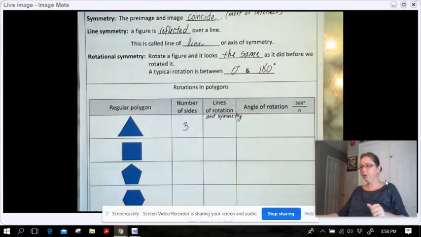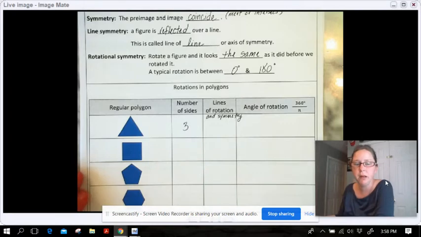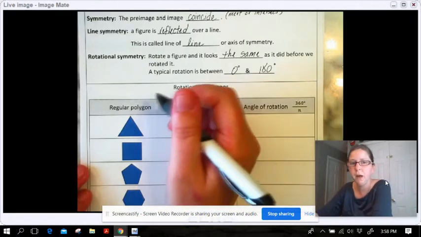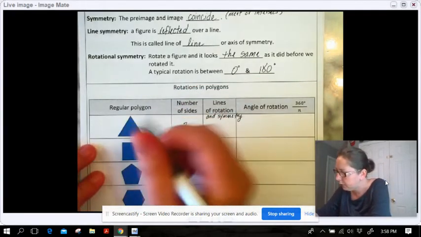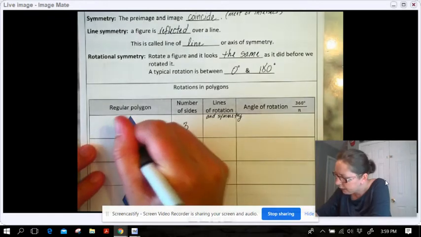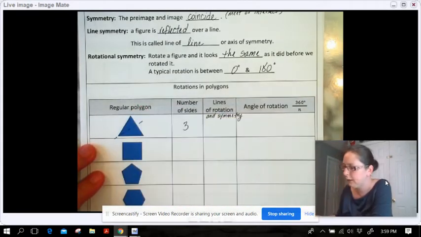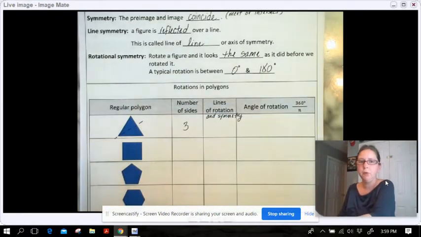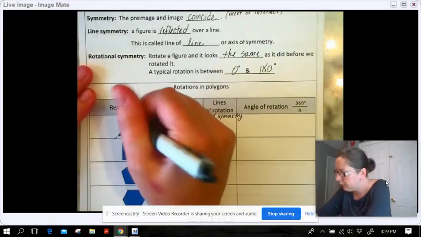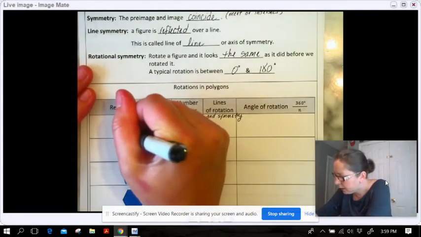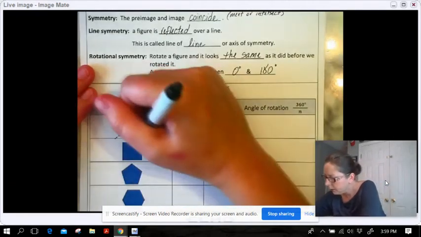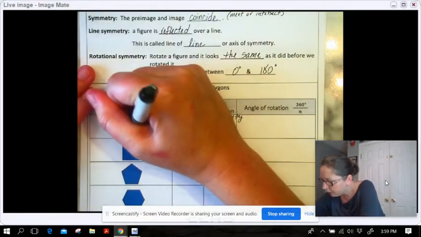And then we need to determine both the number of lines of rotation and the number of lines of symmetry. So here's how we do the symmetry. Okay, line symmetry is if you drew a straight line right through it and you flipped that over, it would still look the same even after you flipped it. So there's one line of symmetry. Here's another one. And here's a third one.